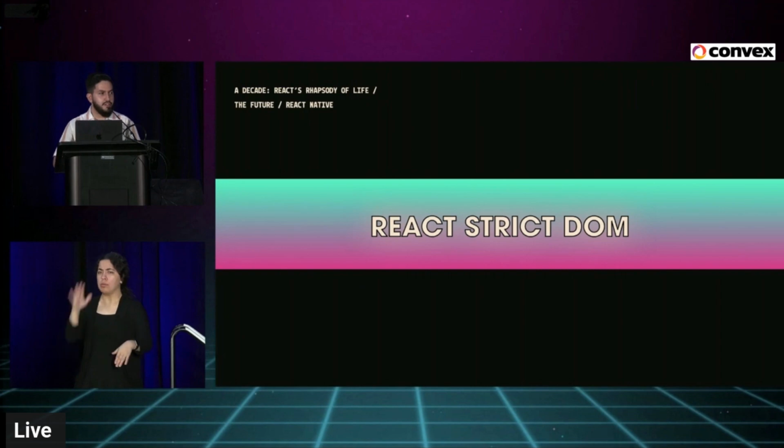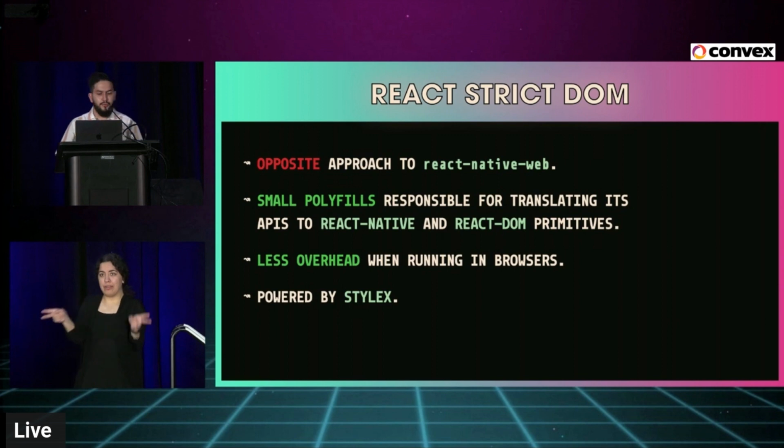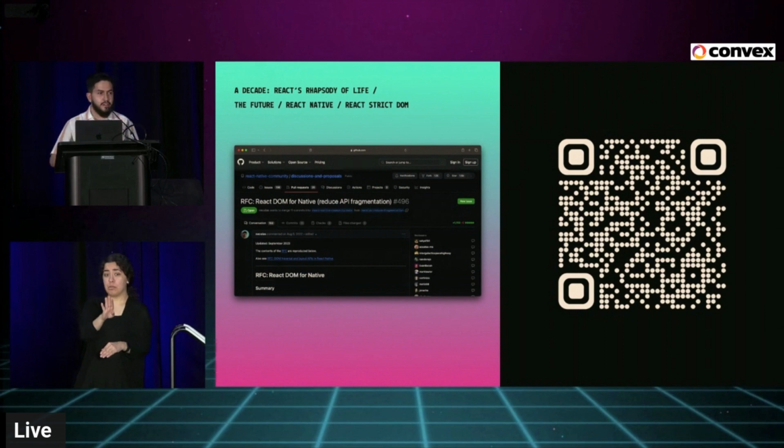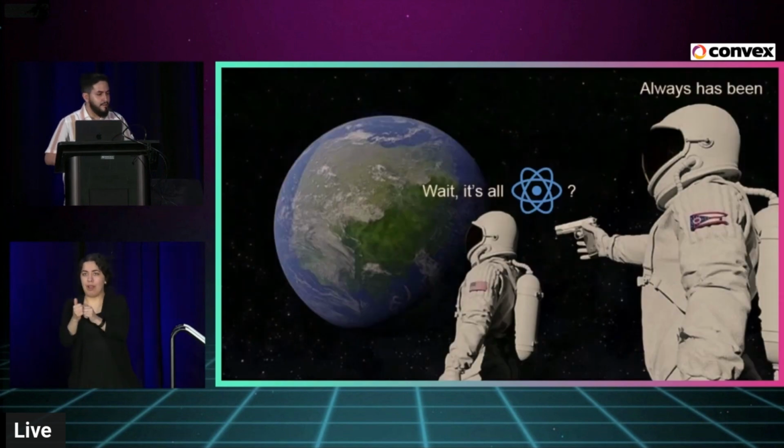Also, React Strict DOM. So if you've tried to write code bases that share a lot between React Web and React Native, you've probably seen projects like React Native Web. This is a whole other approach that's based on small polyfills that are responsible for translating the APIs to both React Native and React DOM primitives. And the goal is that you have less overhead when running in the browsers. And also it's powered by StyleX, the new thing that was open sourced by Facebook last year, I guess. And again, I do recommend a lot that you check the RFC by Nicolas, one of the guys working on it. But overall, React is going more and more places. We now have proofs of concept running React on Vision Pro by Apple. So yeah, it's a good thing.